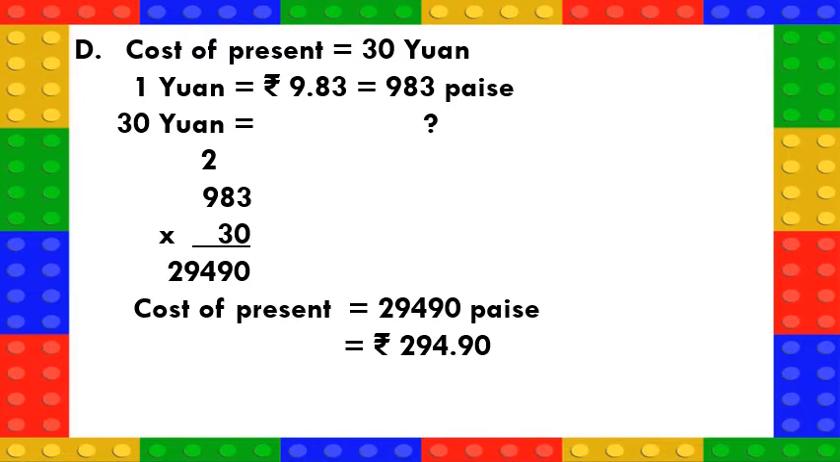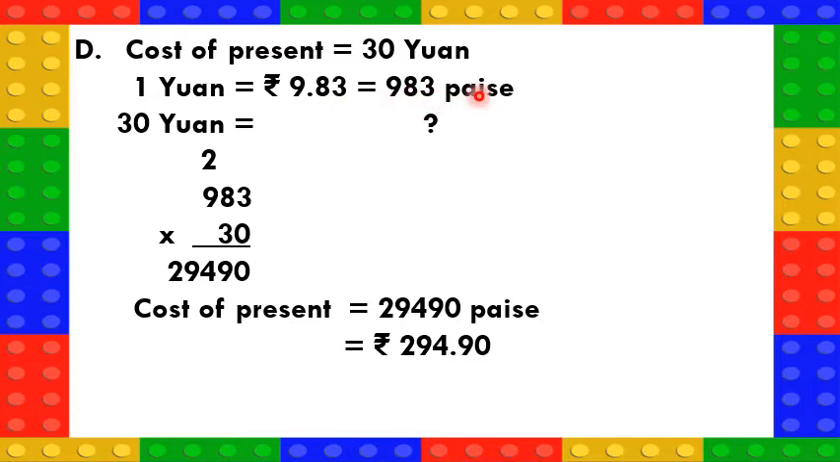Exercise D. Lina's auntie brought a present for Lina from China. It cost 30 yuan in China. Find what it costs in Indian rupees. Answer: cost of the present is 30 yuan. From the chart of Shivam Bank, we know that 1 yuan is 9.83 Indian rupees. That is 983 paise.